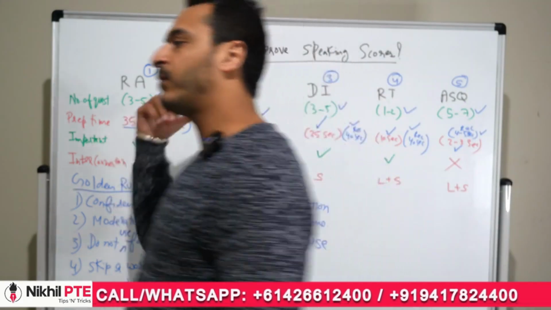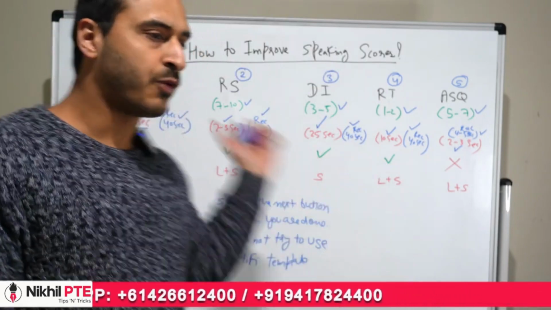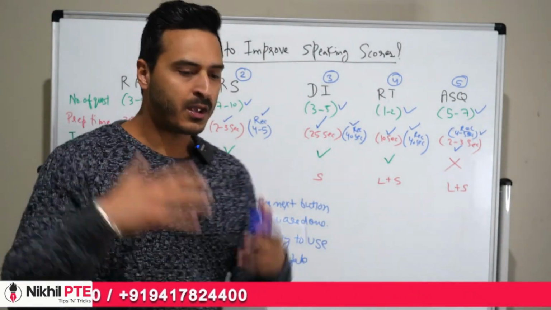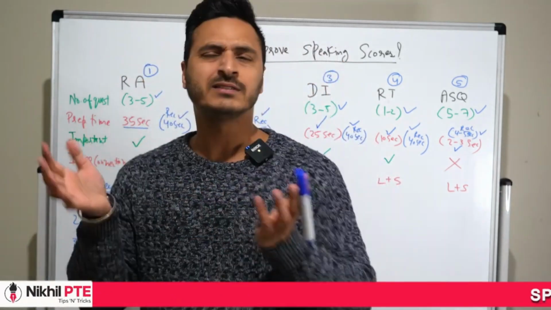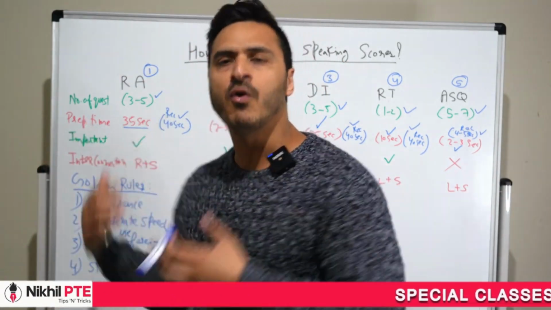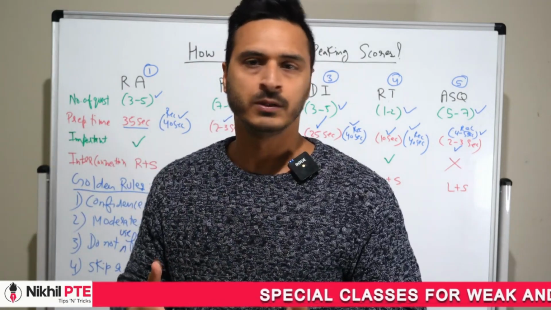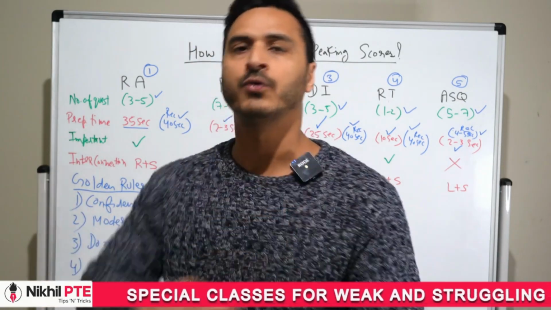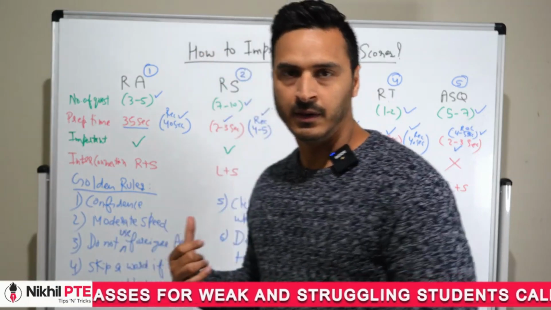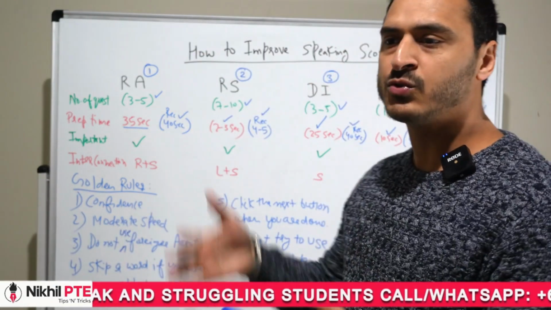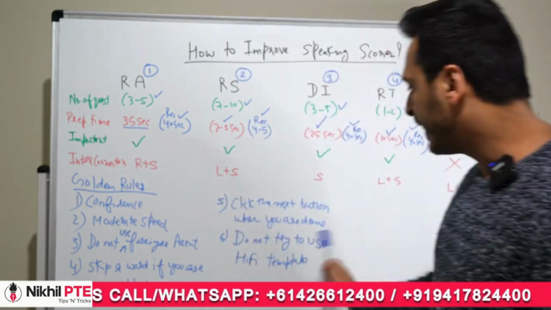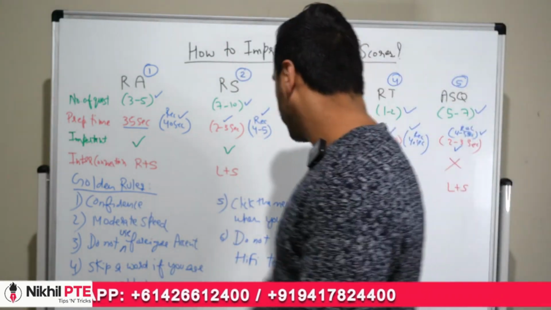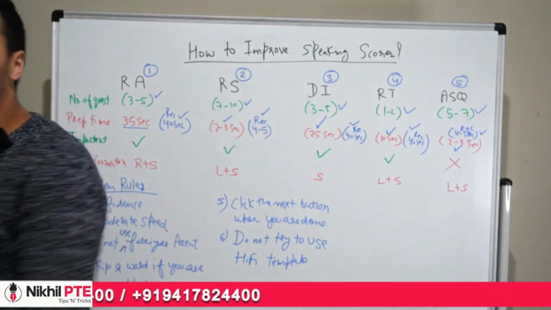Fifth one is click the next button when you are done. For example, you have 35 seconds for preparation. In the case of read aloud, after 35 seconds, your recording will start for 40 seconds. As we know, we are always completing read aloud before 40 seconds. You just have to click the next button. Do not wait to complete 40 seconds. Whether you are completing in just 25 seconds or 30 seconds, doesn't matter. You just have to click the next button.